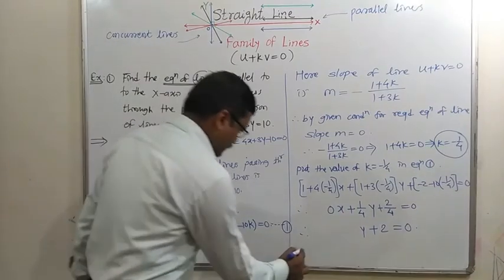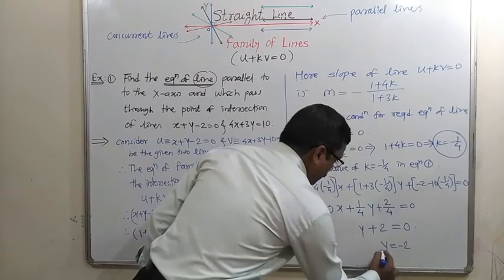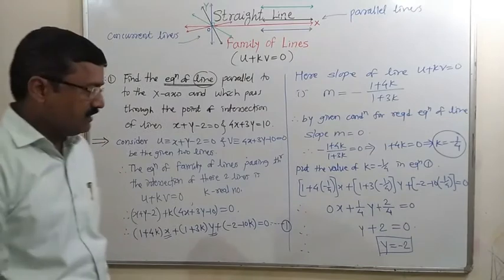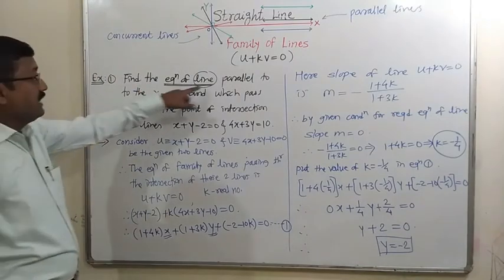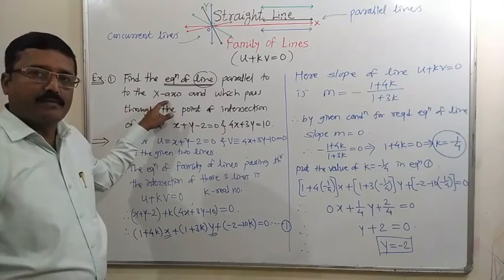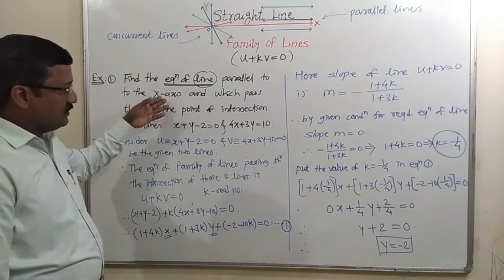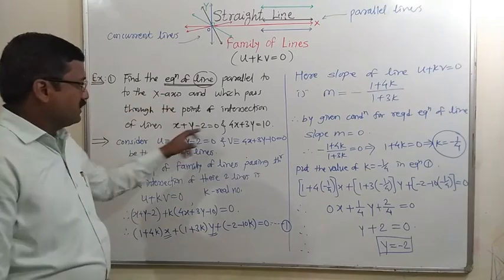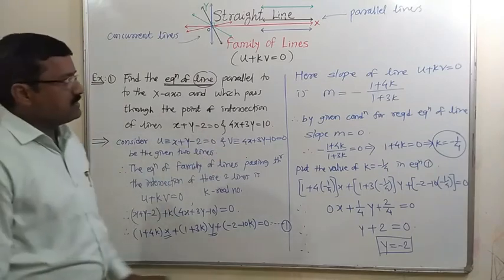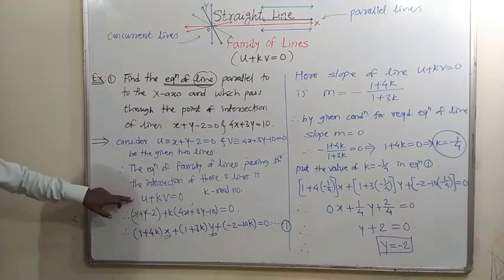So we get y equal to minus 2, or y plus 2 equal to 0. We understood this equation better. Y equal to constant, because the line is parallel to the x-axis. Whenever a line is parallel to the x-axis, its equation will be y equal to constant. So the question remained only to find the value of that constant, and that can be obtained from these two given equations of lines.